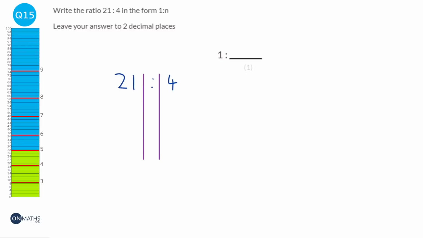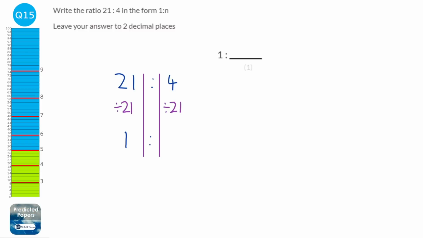We're just going to have our lines in, because what we need to do is make the left hand side be 1. Okay? And to do that, for 21 I need to divide it by itself, divide it by 21, and we're going to do the same to the right hand side. So 21 divided by 21 is 1, perfect, that's what we wanted.